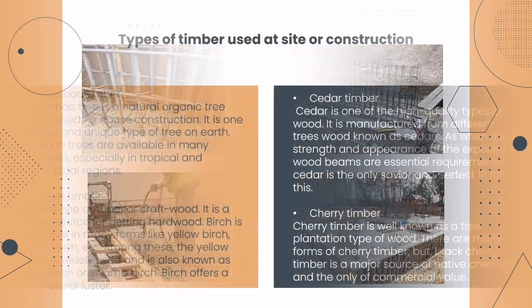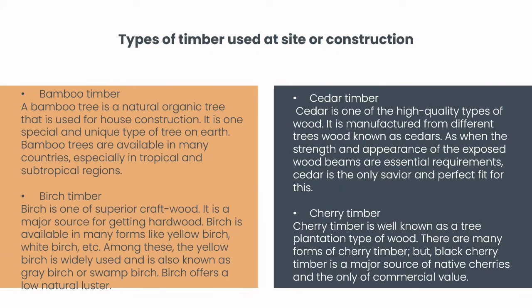Next, types of timber used at site or construction. First, bamboo timber. A bamboo tree is a natural organic tree that is used for house construction. It is one special and unique type of tree on earth. Bamboo trees are available in many countries, especially in tropical and subtropical regions.